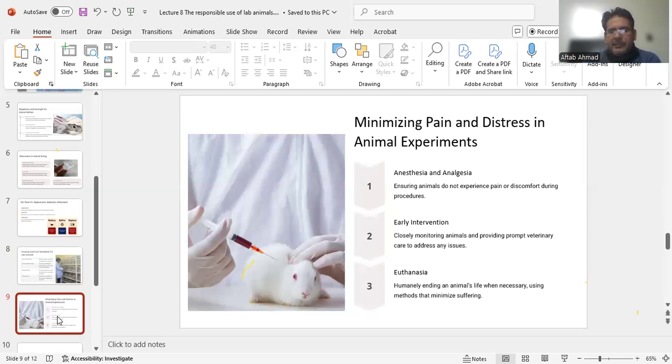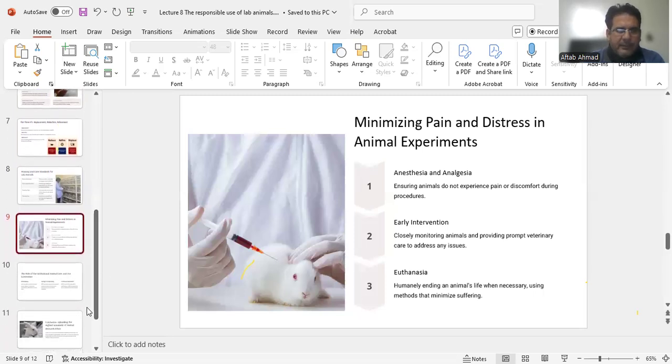And then another terminology, euthanasia, which is humanely ending animal life. After the experimentation, if the animal is suffering, we can end their lives. The animal shouldn't suffer for a longer time. We can go for the end of life, so we can reduce the suffering and the distress of the animal. That's very, very important. So this is how we can minimize the pain and suffering.